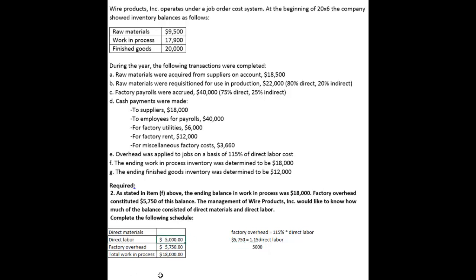It's $5,000. So now I can figure out my direct materials, because the direct materials has to be the difference between the $18,000 and the two components that I do know. So there's your answer: $7,250 for material, $5,000 for labor, and of course they gave us the factory overhead of $5,750.